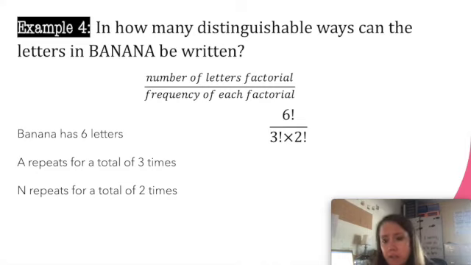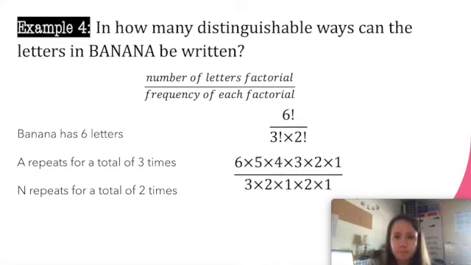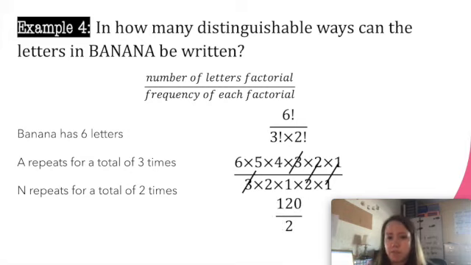I could also even get technical and count the letters that appear once. So B occurs once, so I could also multiply that by 1 factorial. Not necessary though, because 1 factorial is just 1, and I multiply by 1 and it's the same thing, right? So here's what that looks like if I'm doing it by hand. I get some things that cancel out. 6 times 5 times 4 is 120, divided by 2, 60 ways.